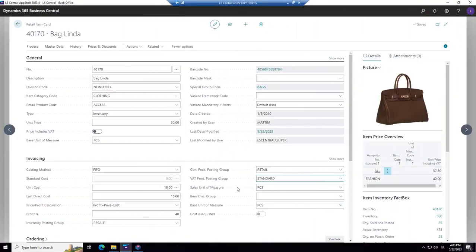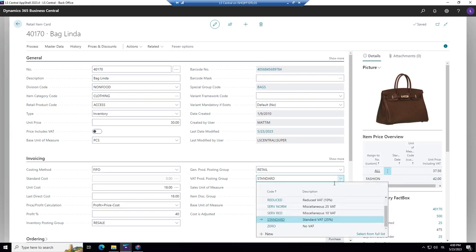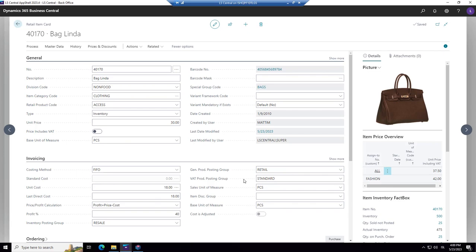Let's continue to look at more things with the retail item card. Let's start by thinking: how did the system know, when we had 30 in unit price, to calculate it to 37.50? The setup has the VAT posting group standard, where the VAT percentage is set, and there are other options. If you have reduced, it will only be 10%, standard is 25%, and zero will be no VAT. So this is what defines what price will be calculated with the VAT included.